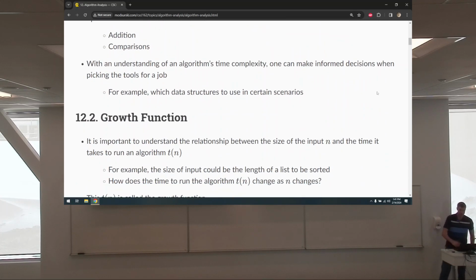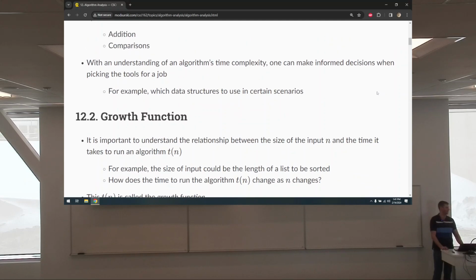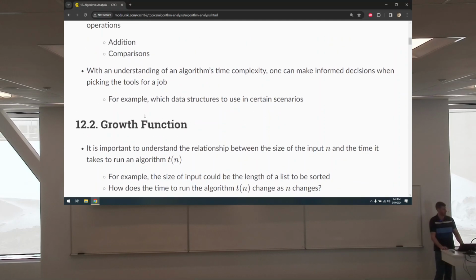All right. With an understanding of an algorithm's time complexity, one can start to make informed decisions about the algorithms they're using and the choice of algorithms and what to use. Okay, hold on, I skipped ahead. I went to the wrong example. So with an understanding of algorithms' time complexity, you can make informed decisions. First of all, if you have two algorithms and one's just faster than the other, pick it, right?